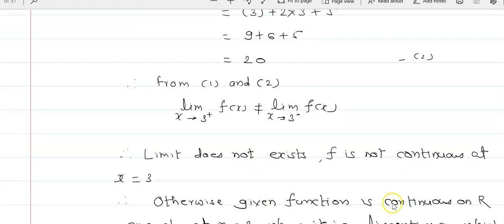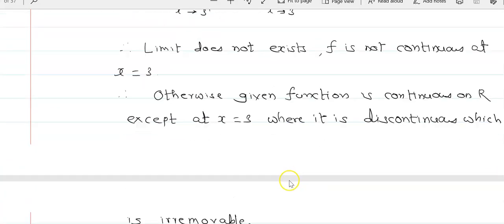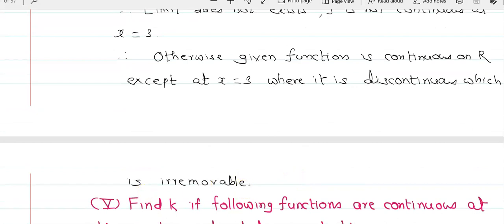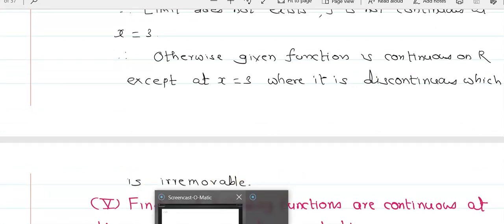Otherwise, the given function is continuous on R except at x equals 3, where it is discontinuous, which is irremovable. Now we'll see the next one.